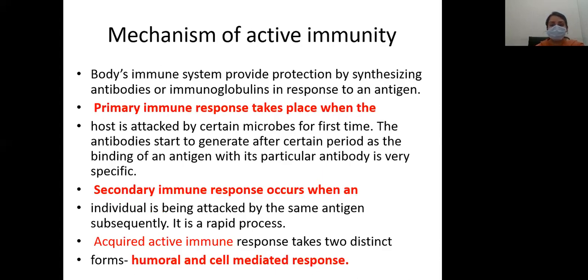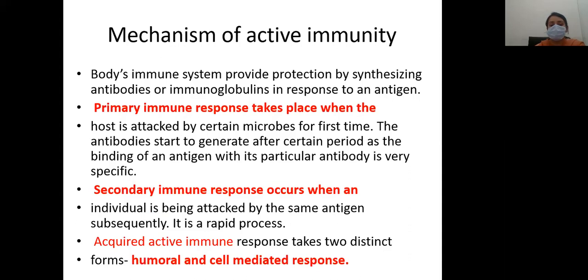So what is the mechanism of active immunity? The body's immune system provides protection by synthesizing antibodies or immunoglobulins in response to an antigen. The primary immune response takes place when the host is attacked by certain microbes for the first time. Always remember, when there is exposure to a certain microbe for the first time, the antibodies start to generate after a certain period, as the binding of an antigen with its particular antibody is very specific.